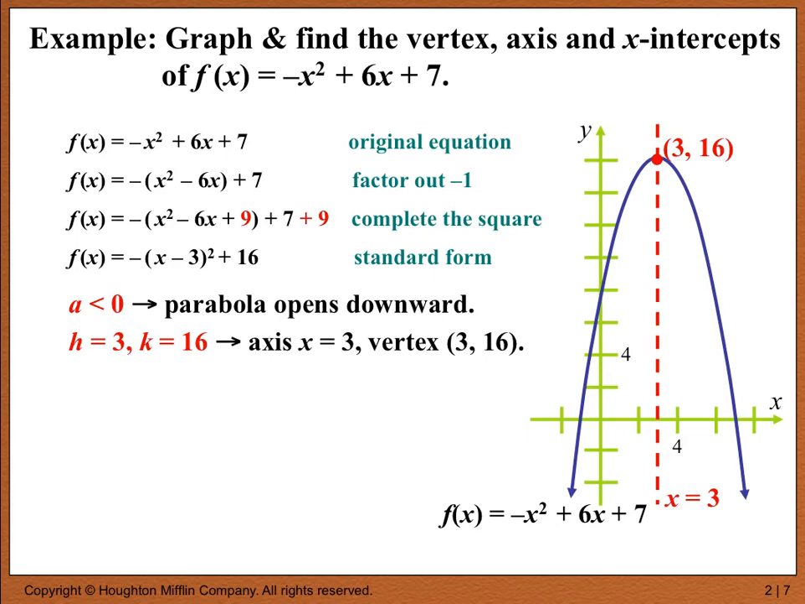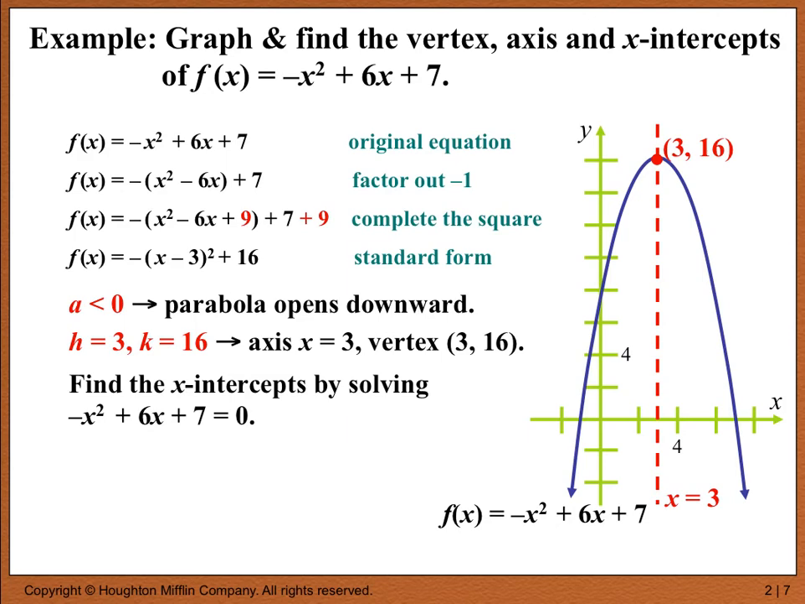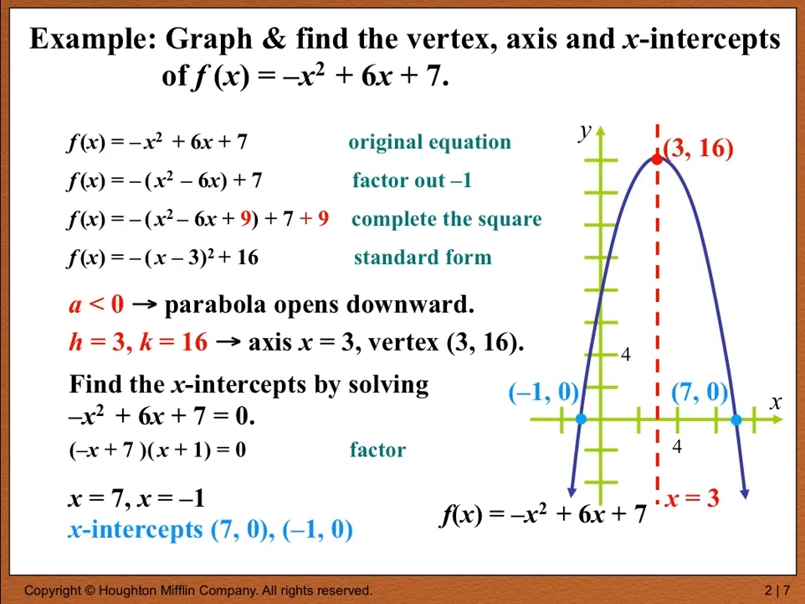And finally, we need to find the x-intercepts, and you know that to find x-intercepts, also known as zeros, you set the function equal to 0. That's because your y-coordinate is going to be 0. So when you factor and solve, you get the zeros, or x-intercepts, of 7 and -1, and therefore the coordinates of the x-intercepts are (-1, 0) and (7, 0).